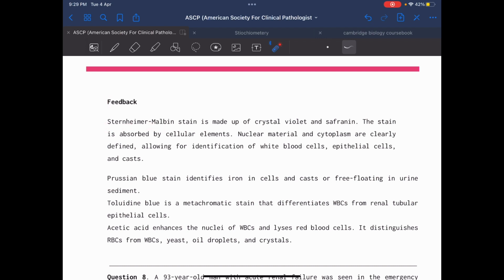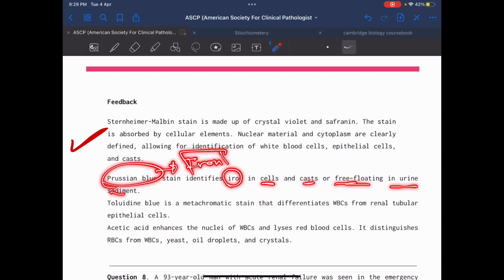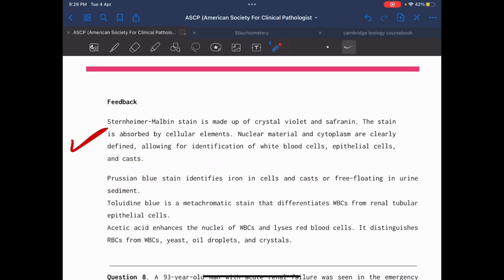Sternheimer-Malbin stain is made of crystal violet and safranin, and it is absorbed by cellular elements. Nuclear material and cytoplasm are clearly defined, allowing the identification of white blood cells, epithelial cells, and casts. And this one is the more frequently used. While other stains, Prussian blue identifies iron in cells and casts or free floating in urine sediment. So this is used to detect iron in cells or casts or free floating.